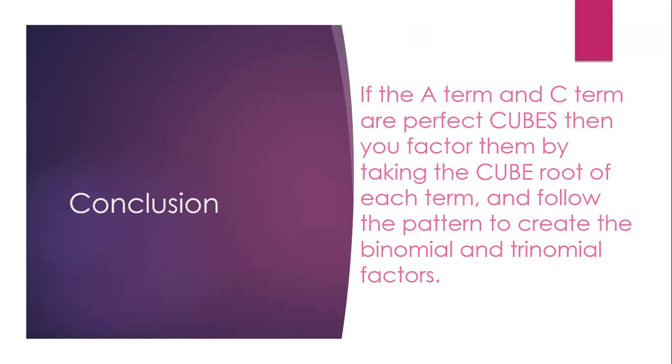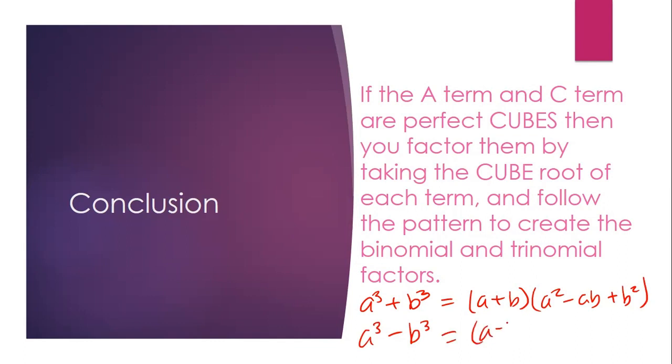Okay, so conclusion: if the A term and C term are perfect cubes, meaning that if this was a trinomial, if the first term and the last term are perfect cubes, then you factor them by taking the cube root of each term and follow the pattern to create the binomial and trinomial factors. So again, you're following that pattern for A cubed plus B cubed equals A plus B times A squared minus AB plus B squared. And for A cubed minus B cubed, it equals A minus B times A squared plus A times B plus B squared. Okay.